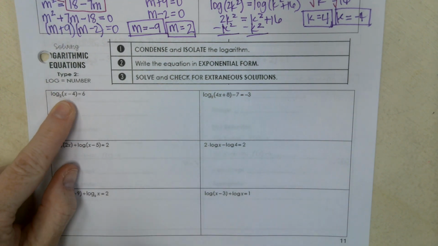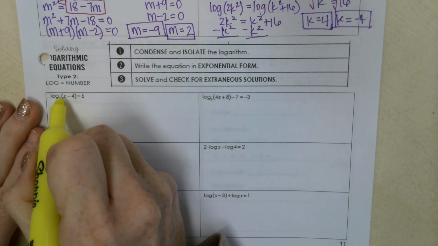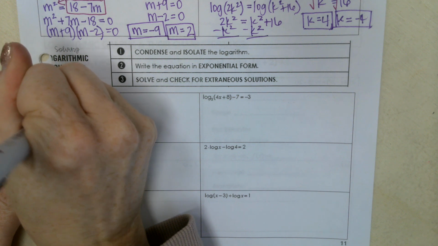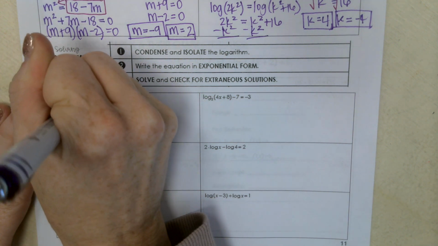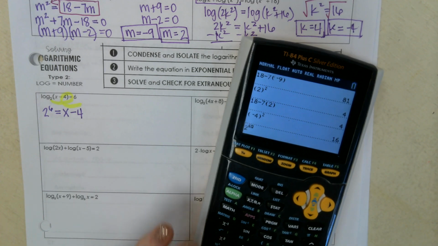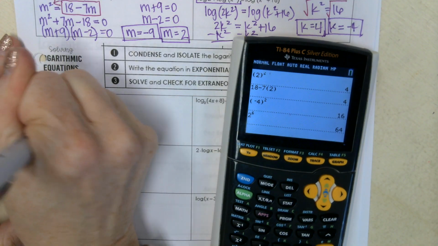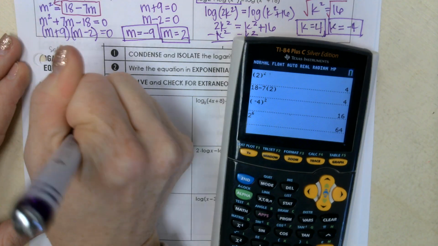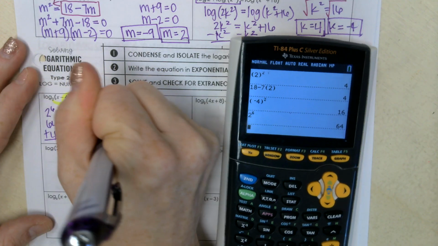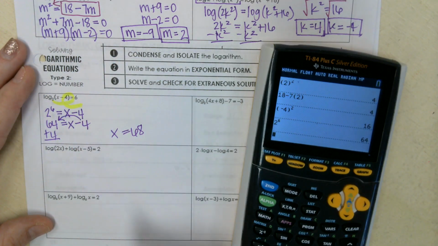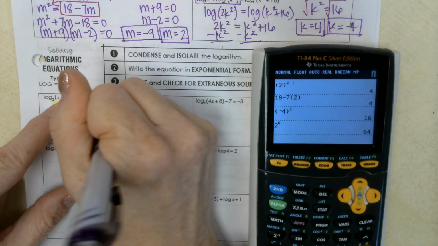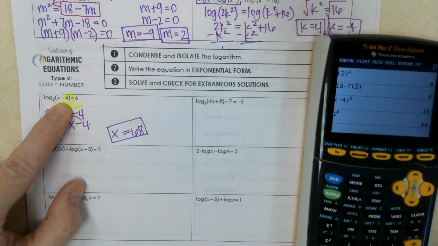Okay? Just a reminder, when I don't have to condense here. I have a log equal to a number, and I write it in exponential form. This is where I draw my little loop-de-loop to help me. So here I have 2 to the 6th power equals x minus 4. Well, 2 to the 6th power is 64. 64 equals x minus 4. And when I add 4 to both sides, I get that x is equal to 68. Checking my solution, if I do 68 minus 4, I do in fact get a positive number.